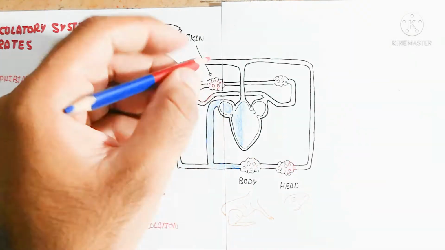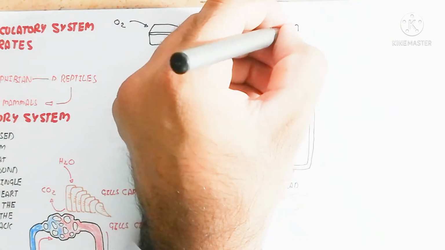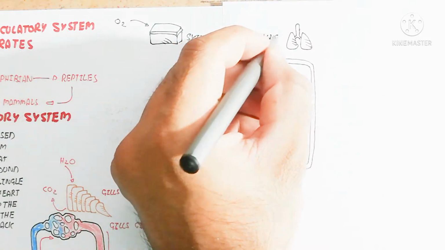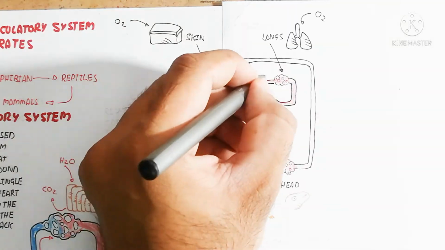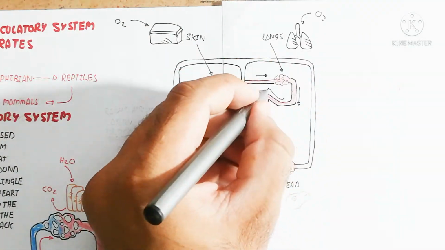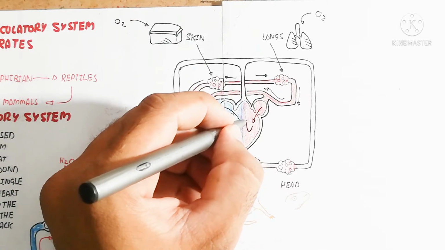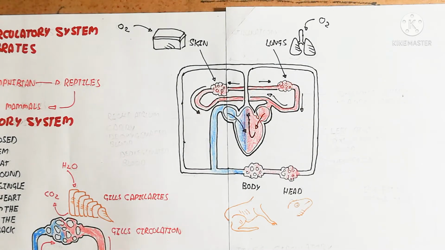When oxygenated blood converts into deoxygenated blood, it goes into the right atrium and then the right ventricle. So basically right atrium to ventricle. The ventricle here is single. It is a 3-chambered heart, not a 4-chambered heart like a human being. Here are the lungs, which trap oxygen, and the skin also traps oxygen.